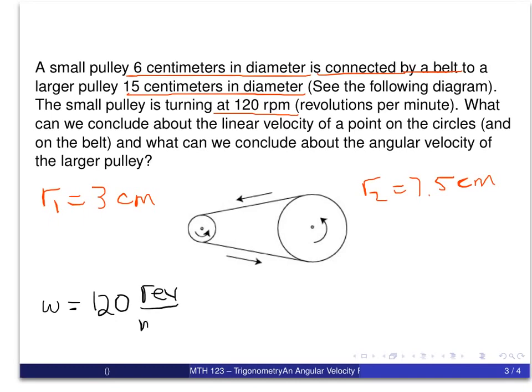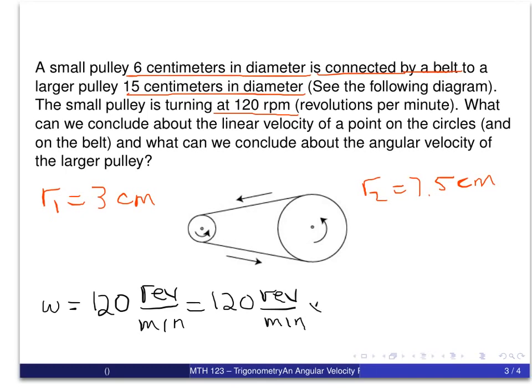Notice I did not use the RPM, but wrote the units as a rate of change in revolutions per minute. And what we want to do now is convert this to radians per minute. So we will start off with revolutions per minute.